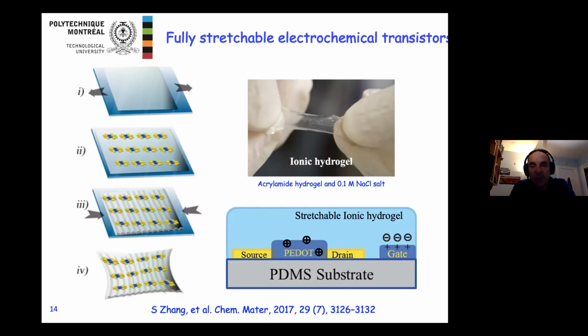In this case, we used an ionic hydrogel, which is also a stretchable material. So what we did here, we made all the components stretchable. Because what I forgot to mention is that even gold, when it's deposited on a wrinkled substrate, becomes stretchable. And we made a device which is actually stretchable.